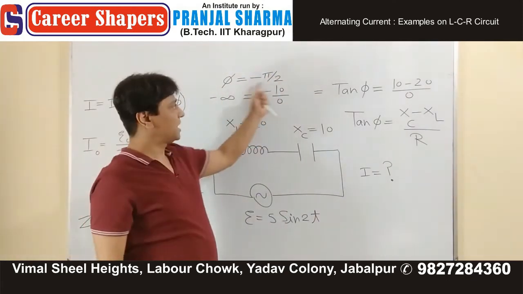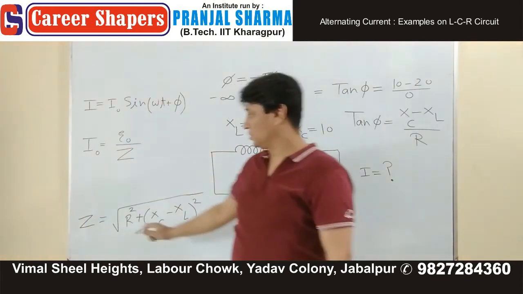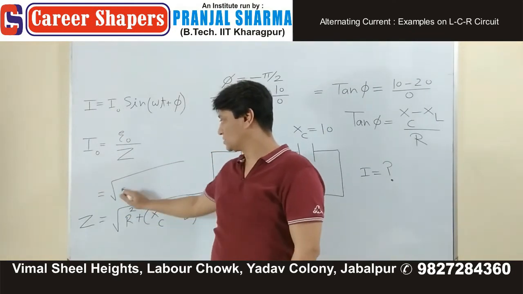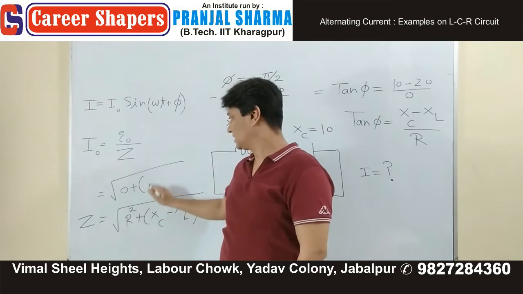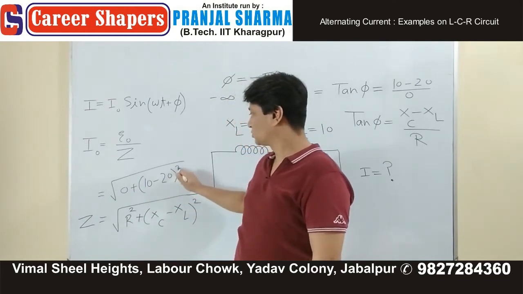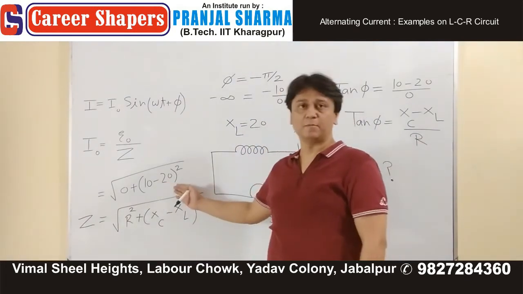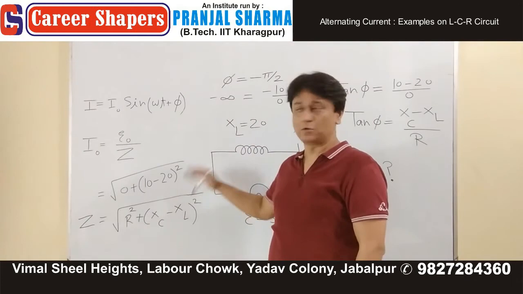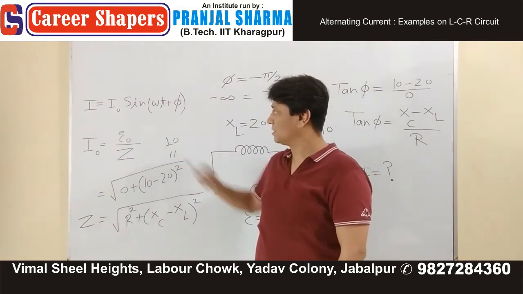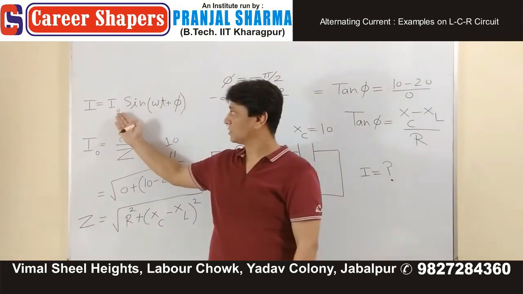You're supposed to get phi and then use this formula. What is R? It's not present. Xc is 10, Xl is 20, whole square. What is 10 minus 20? Minus 10. Square, 100, root 10. So this is coming what? 10. And then you need to put these values in this.